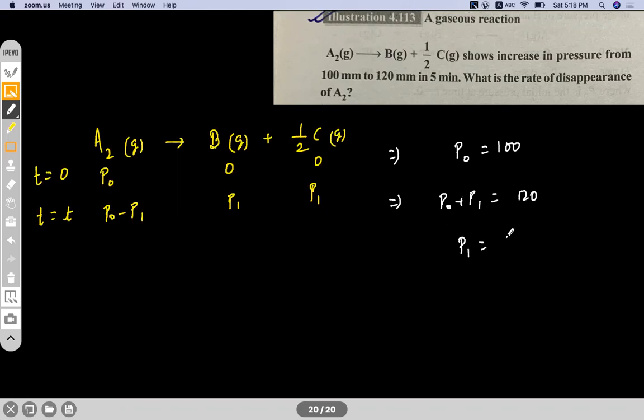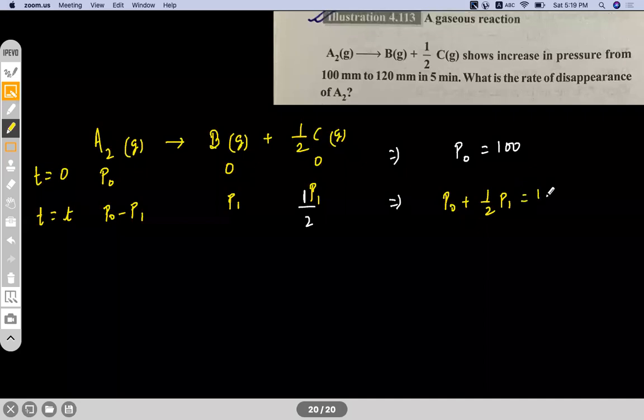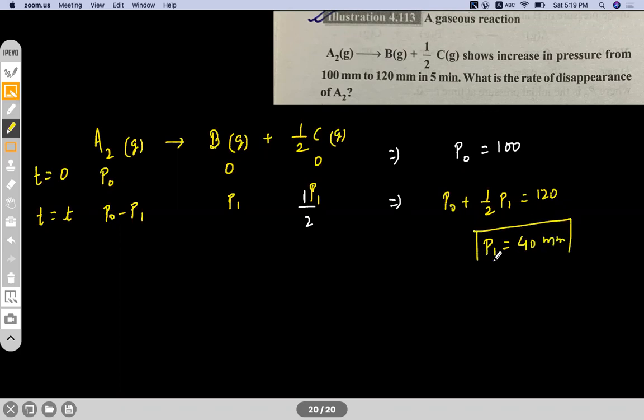So P1 is 20 mm. But for C, isn't it half P1? Oh, then everything is changed. I made a mistake, my bad. So half P1 we have, and when we add all these, we'll get P naught plus half of P1 is equals to 120. So P naught is 100. So P1 is 40 mm, correct? So it's 40.